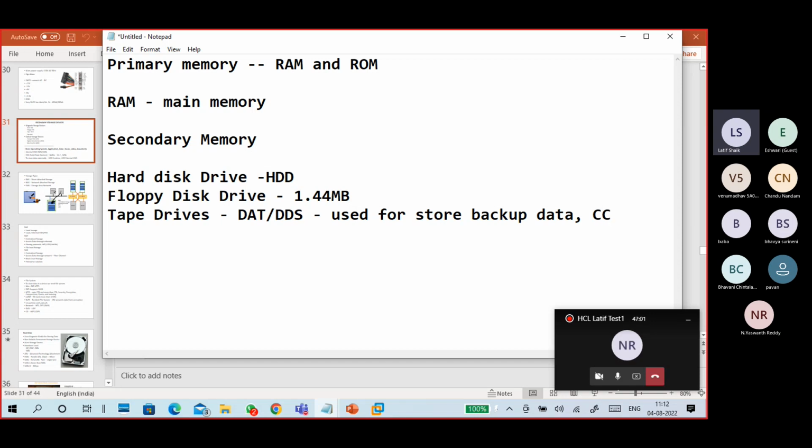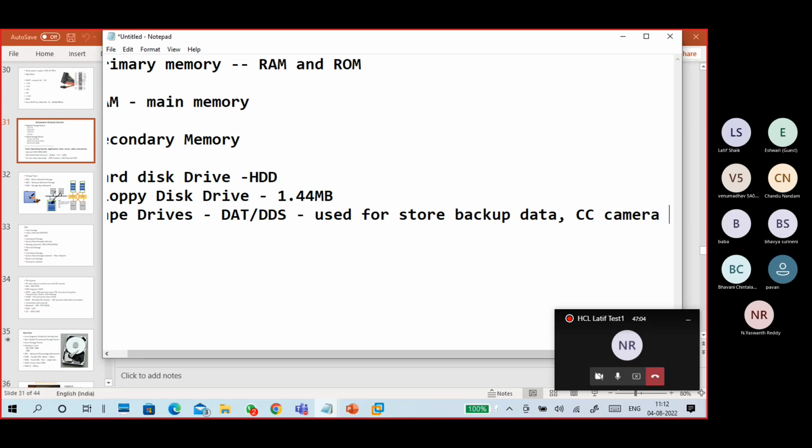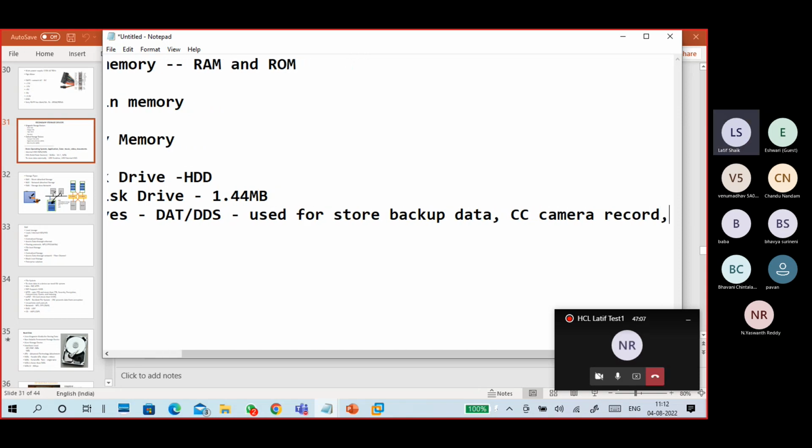Closed circuit cameras, CC cams. Normally for any shops and all, people install a CC cam. So nowadays they put a hard disk inside. So they install 2 terabyte or 4 terabyte hard disks. Then the recording keeps going, right? Since morning to evening or the entire night, some people are putting it 24 hours, some people only working hours. CC cams record things and store them into the hard disk for a certain period of time.